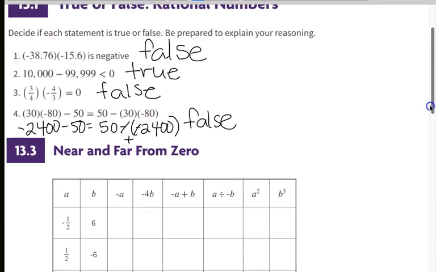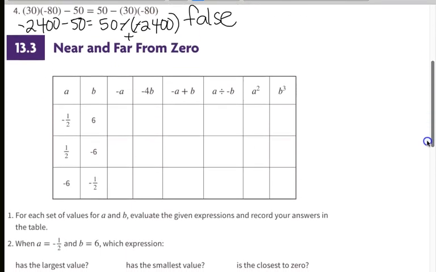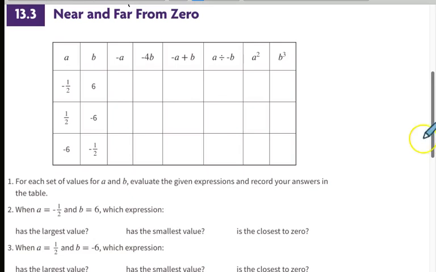Okay, so let's see. Near and far from 0. For each set of values for A and B, evaluate the given expressions and record your answers in the table. So what it's saying is for A, we're going to use this one first, negative 1/2. And then here we're going to fill in what it would be. So we're going to do the first line together first. Negative A, or you could also think of this as the opposite of A. When you see a negative sign in front, you could think the opposite of. So the opposite of A, the opposite of negative 1/2 is positive 1/2. That would be the first one.